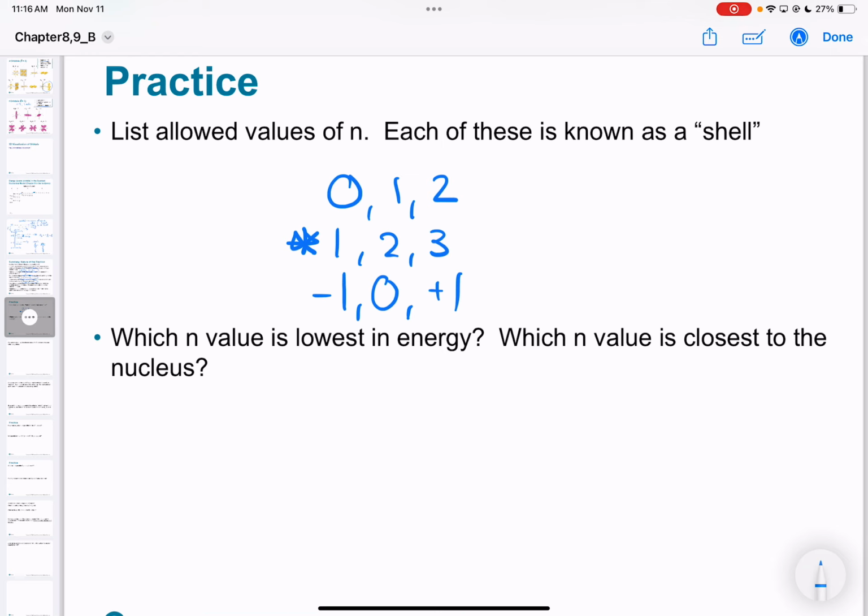The lowest energy one is 1. So it starts at 1 as the lowest energy, and that is also the one that's closest to the nucleus. Whatever is closest to the nucleus is going to have the lowest potential energy. And that's really all we care about with the electrons at this point. We're not worried about their motion, their kinetic energy, because that's not going to change a whole lot. We're just worried about their potential energy, meaning the closer they can get to the nucleus, the lower in energy they are.